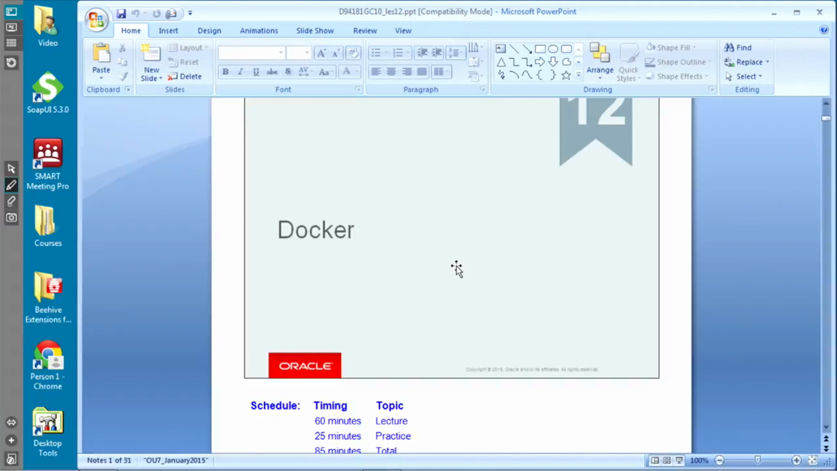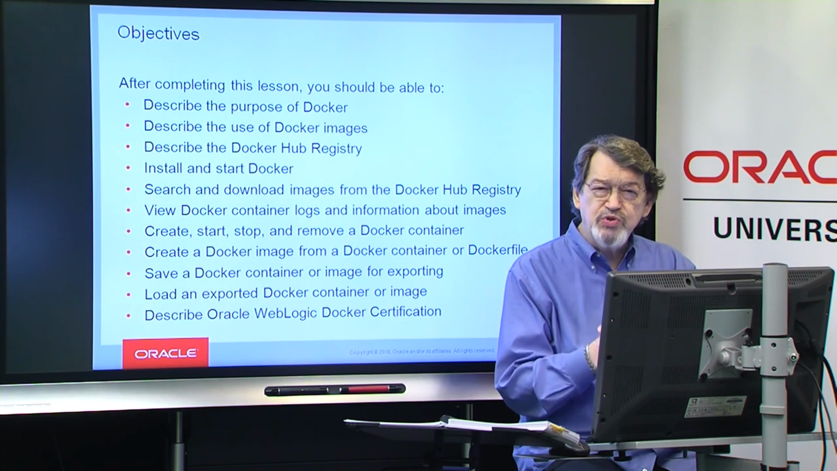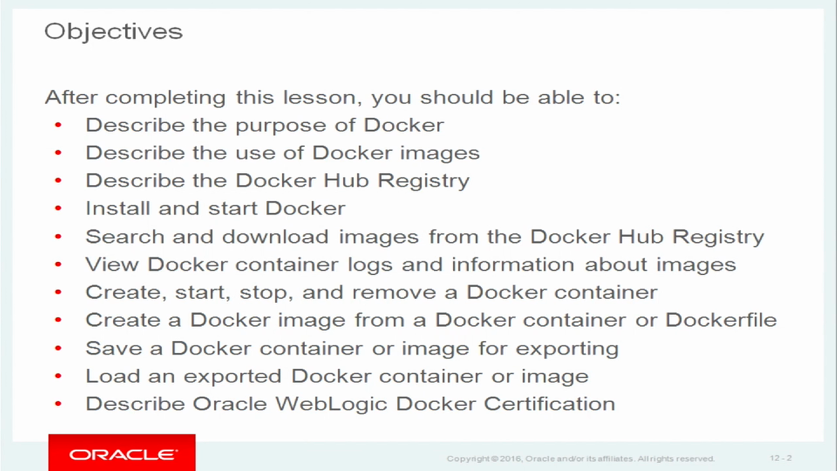And at this point, once again, it's one of the ones I'd encourage you very much to do, to become familiar with. We're going to describe the purpose of Docker. Docker is to create lightweight, secure, small containers. All right. We'll take a look at Docker images, which come from the Docker Hub registry. We'll get Docker installed. We'll get it started, get it enabled. We'll search and download images from the Docker Hub registry.